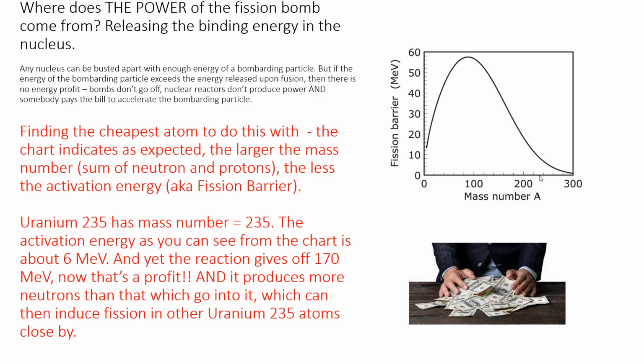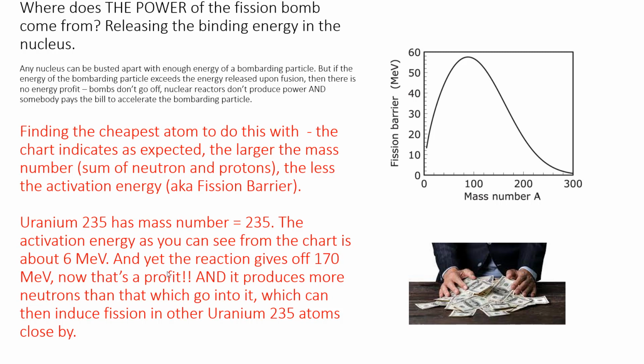For uranium 235, which is right about in here, it's like 6 mega electron volts. And I showed you before, it only takes 6 mega electron volts of energy to get that bombarding neutron to sufficient speed to bust this thing apart. And yet, after the uranium 235 nucleus is busted apart, it gives off 170 mega electron volts. So if you subtract 6 mega electron volts from 170 mega electron volts, that's a huge energy profit.